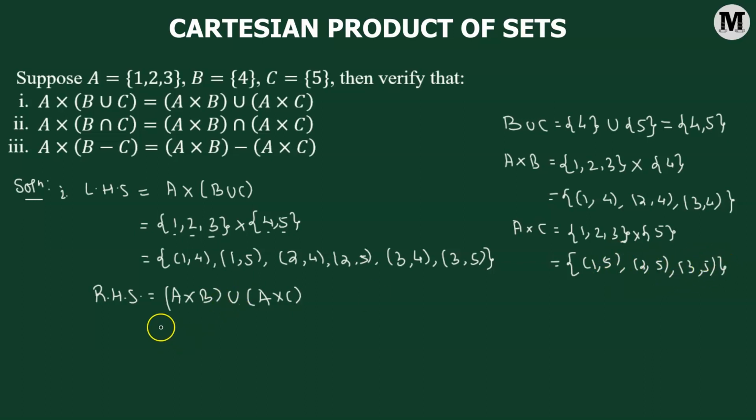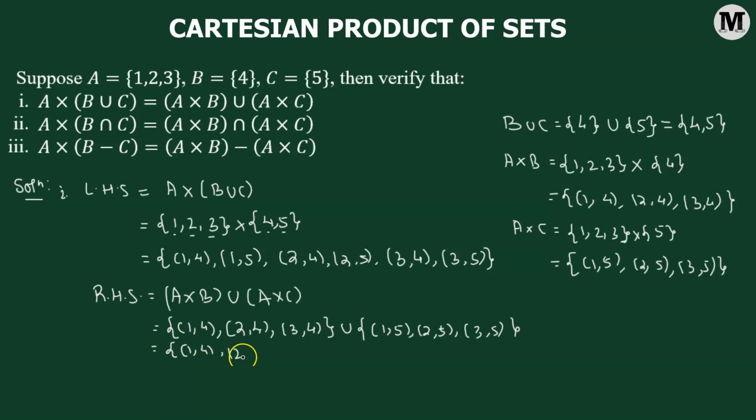Okay, now let's try to use this value. So the Cartesian product of A and B, that gave us three ordered pairs. We have the first ordered pair 1, 4, followed by 2, 4, and then we have 3, 4. We're going to find out its union with the Cartesian product of A and C. So that's going to be 1, 5. Next we have 2, 5, and then we have 3, 5. Okay, fine. Now since we have to take union, what we'll do, we're going to take the common elements. So we have 1, 4, 2, 4, 3, 4, and next we have 1, 5, 2, 5, and 3, 5.